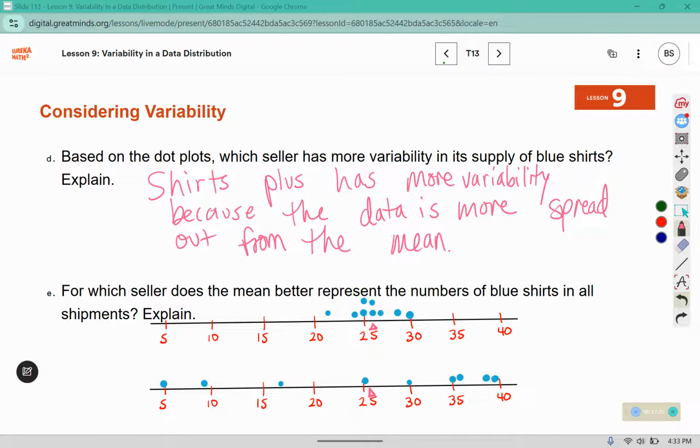E, for which seller does the mean better represent the numbers of blue shirts in all shipments? Explain. The mean is a better representation for the number of blue shirts in the Best Shirts because the dot plot shows that the variability is less and the majority of the points are closer to the mean.